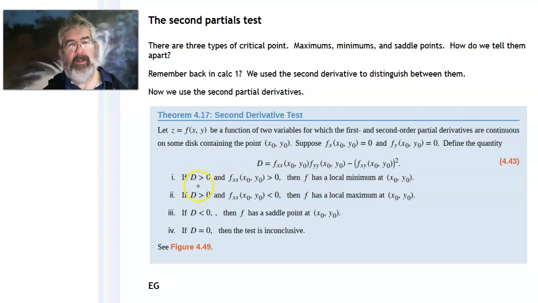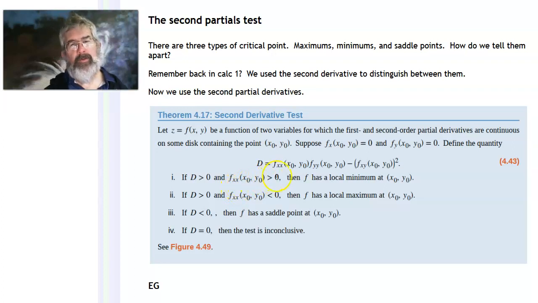So if you're in a situation where D is positive, then the fxx and the fyy are agreeing with each other: either it's concave up with both of them positive, or it's concave down with both of them negative. Okay? So the choice of fxx here is arbitrary. You could check fyy as well.